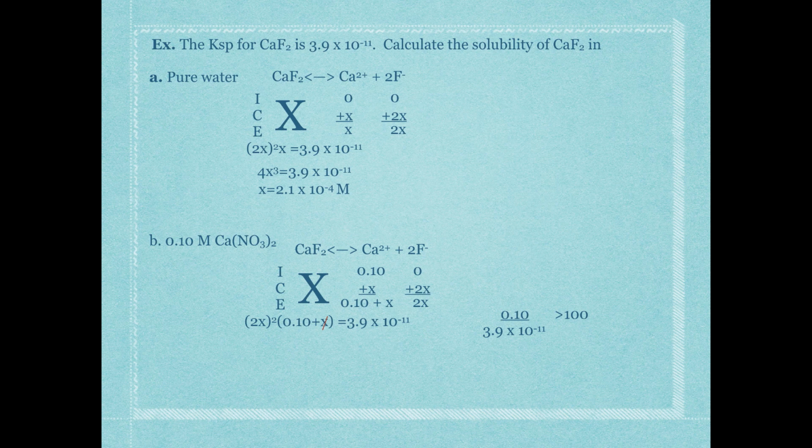So I have 4 times 0.1, which is 0.4, times X squared equals my 3.9 times 10 to the negative 11th. Divide both sides by 0.4, and then take the square root, and you get X equals 9.9 times 10 to the negative 6 molar. And that's consistent with the common ion effect, because notice how the solubility is much less than it was when you dissolved it in pure water. Don't believe me? Let's look at another one.